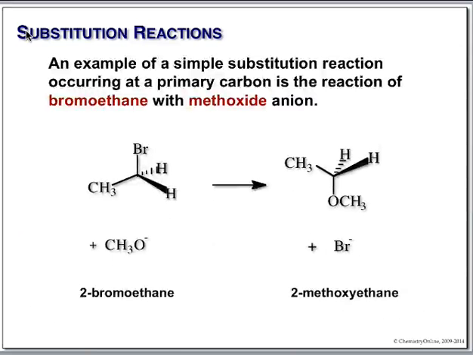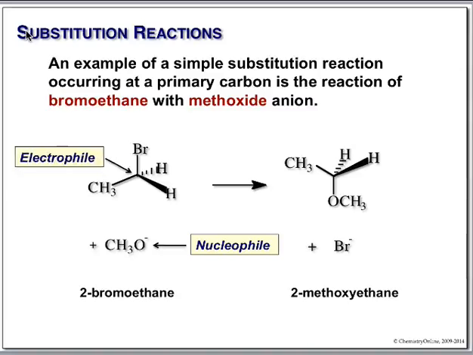A very simple example of a substitution reaction. If you take something like 2-bromoethane, that's this guy, and we have methoxide anion. This is our nucleophile. Because it has lots of extra electrons, it is looking for something positive. This carbon will be our electrophile. It's a positive carbon. Again, this bond is polarized. And we'll refer to the bromine up here as our leaving group.